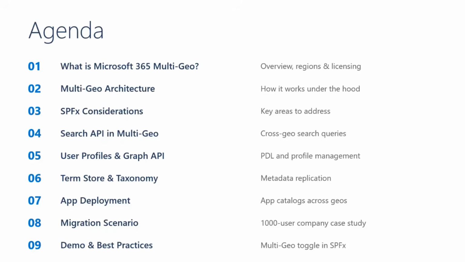So a little bit of information about the architecture and what multi-geo is, and then we'll go into what SPFx considerations you need to know if you're building a solution which will work on multi-geo. There are quite a few things you need to be careful about and plug in differently if you're running an SPFx solution in multi-geo. Then we go one by one into more detail: what the search API looks like in multi-geo and how it works, user profile and Graph API, what the structure of the term store looks like, and the app deployment across all geos.